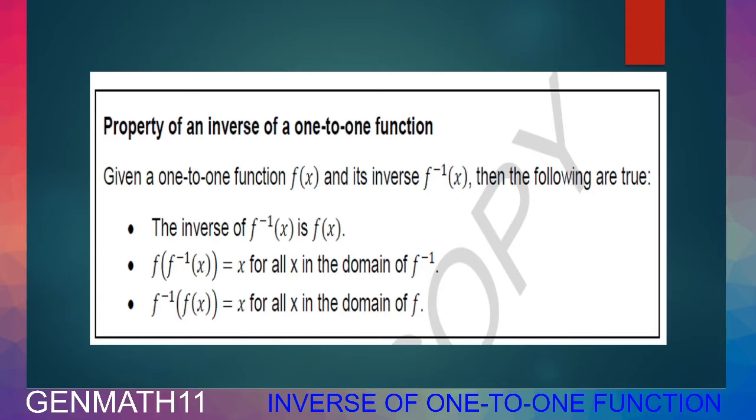Yung f of f negative 1 of x is equals to x for all x in the domain of f negative 1. Yung domain ng original function na one-to-one function is the same as with the range ng inverse function. Since nakalagay dito, isinubstitute natin yung value ng range ng ating inverse function, kaya naging equals to x. Nagigets naman, tama na.